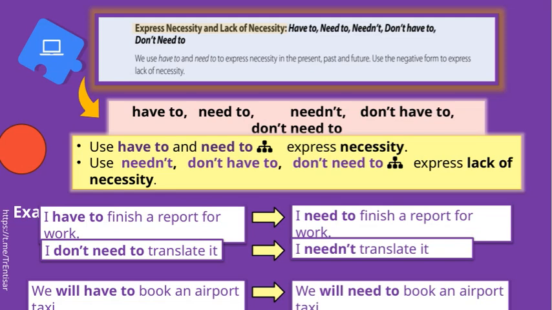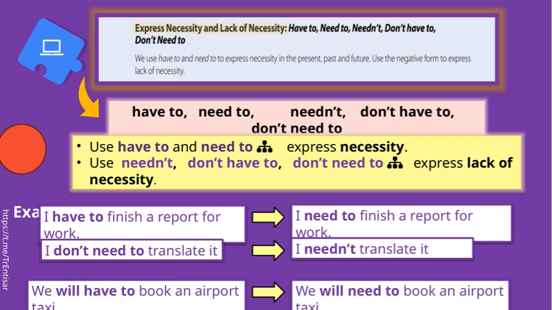Now let's look at some useful phrases for talking about arrangements and obligations. On this slide, we see the phrase, "We will need to book an airport taxi." This is a way to express that it's necessary for us to make that booking. Next, we have "We will have to book an airport taxi." This also indicates necessity, but sometimes have to is a bit stronger or more formal. Both phrases help us communicate that booking the taxi is something we are obliged to do.